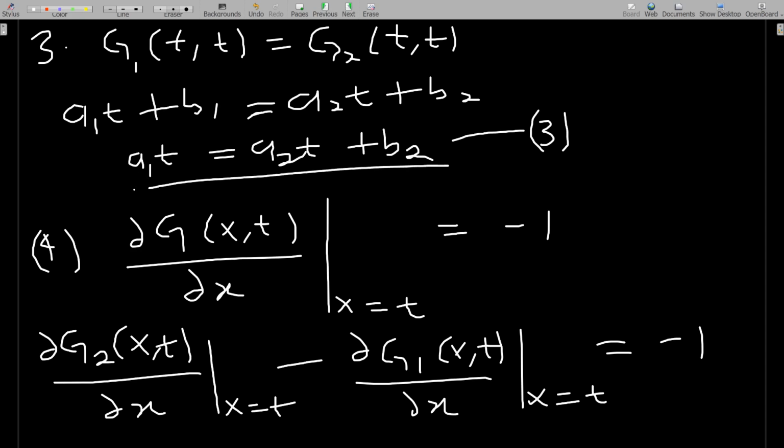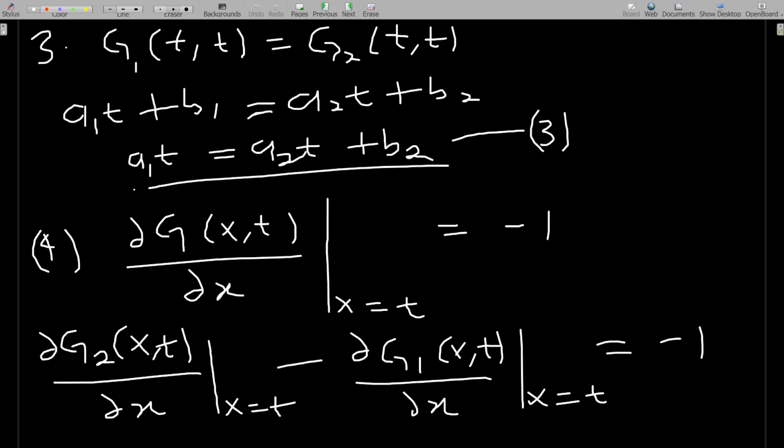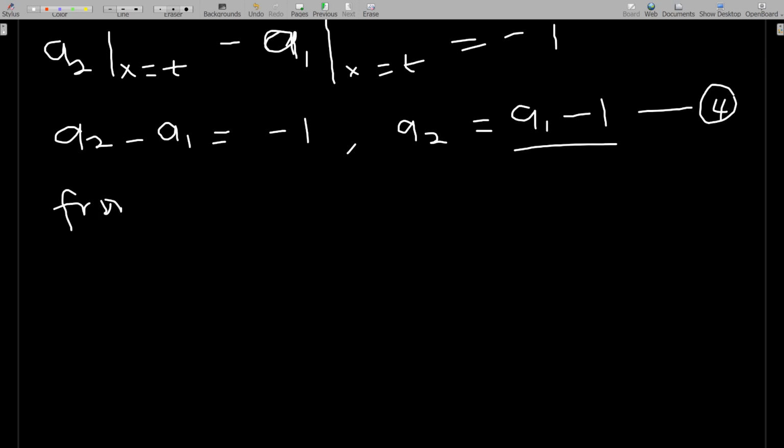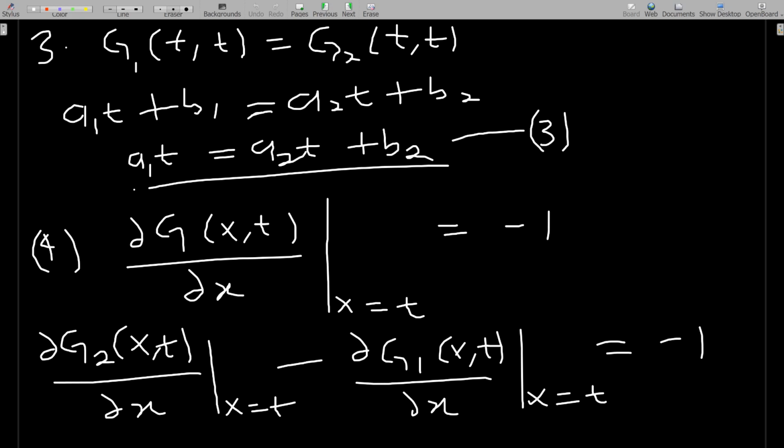So from equation 4 and 3, let's go and check for 3. In equation 4 I have an equation involving a1 and a2, so I can quickly put a2 in place of this side and see if I can do some simplification. So from 4 and 3, I'm using both. Equation 3 states that a1t is equal to a2t plus b2.